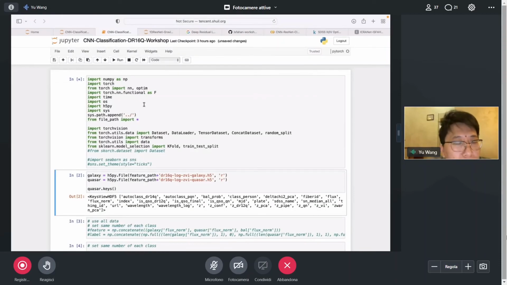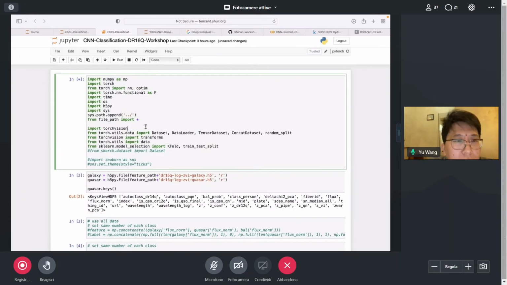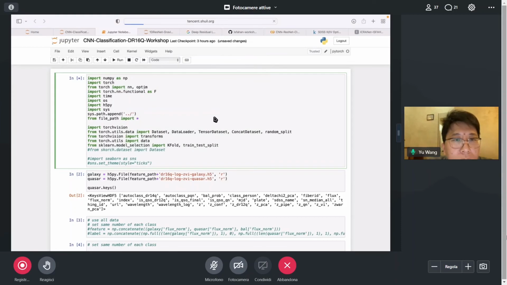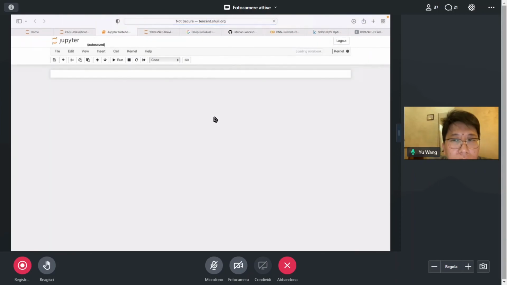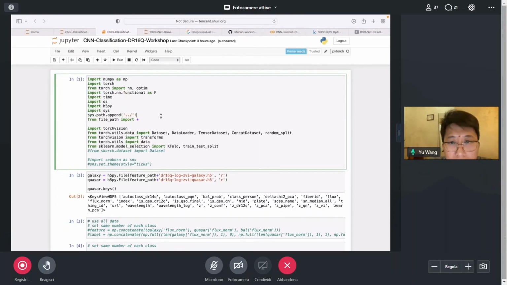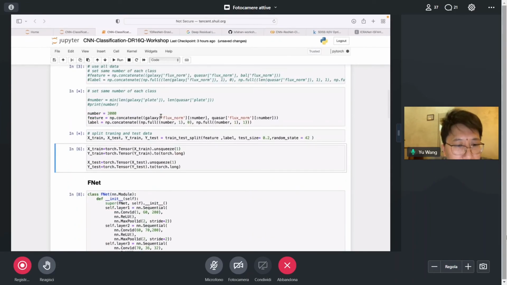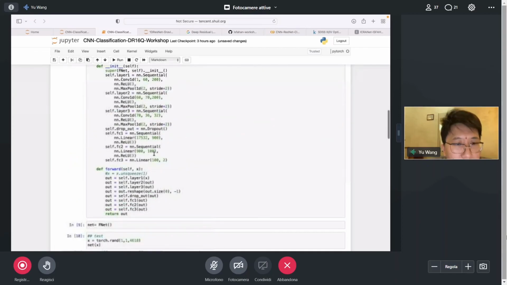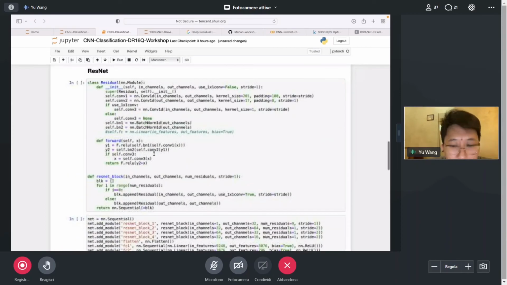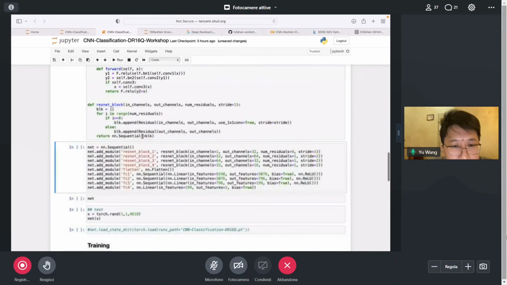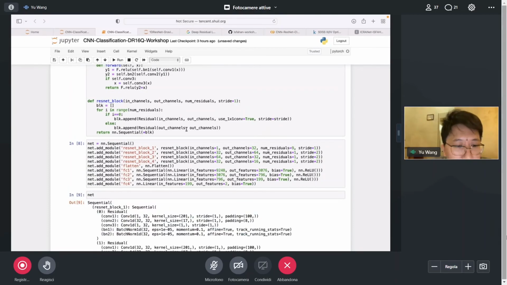We restart and run it. What happened? Okay, we can skip the previous net and run the ResNet. Okay, let's take a look at the ResNet.